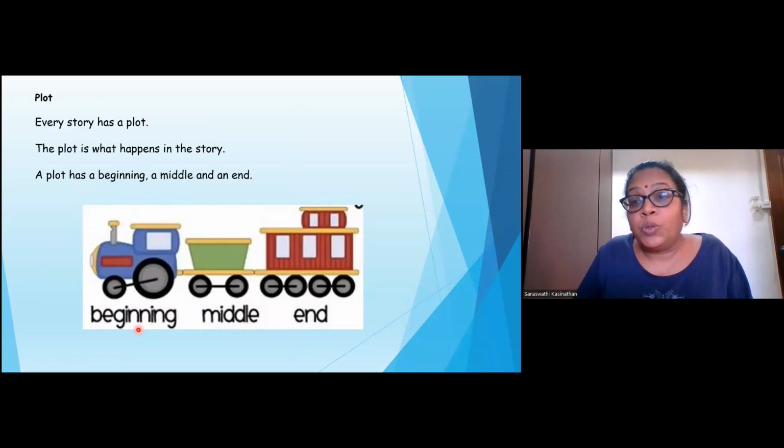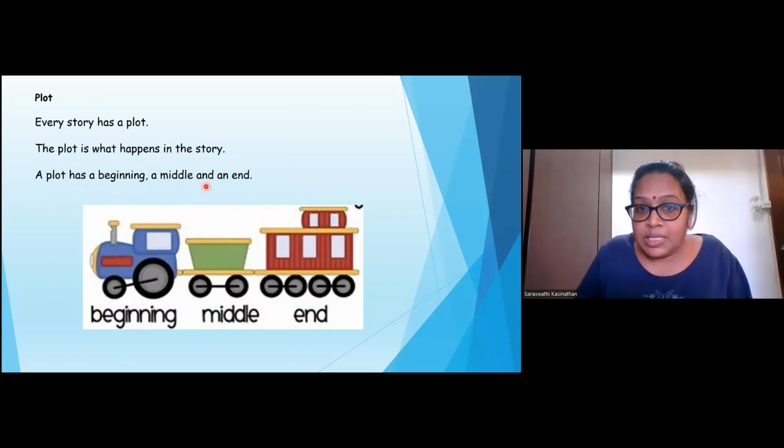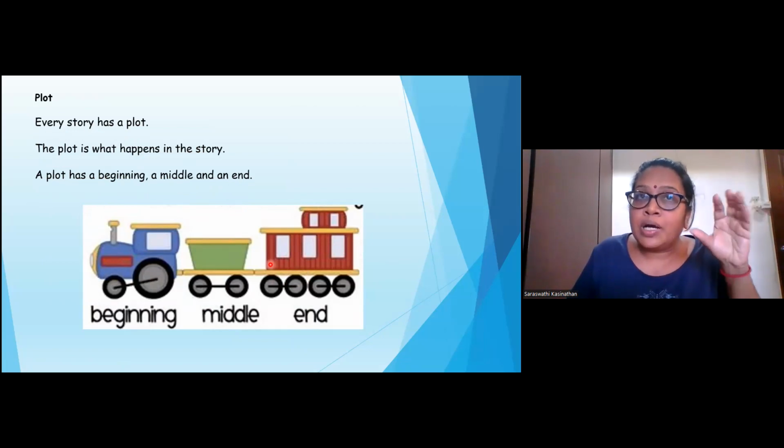every story that we read or write has a plot, right? Every story has a plot, okay? The plot is what happens in the story. A plot has a beginning, middle, and end. So every story must have a beginning, a middle, and an ending, right? It's just like a train. So when you write a story, always remember the train that you see. It must have the beginning of the train, it must have the middle, and it must have the end.